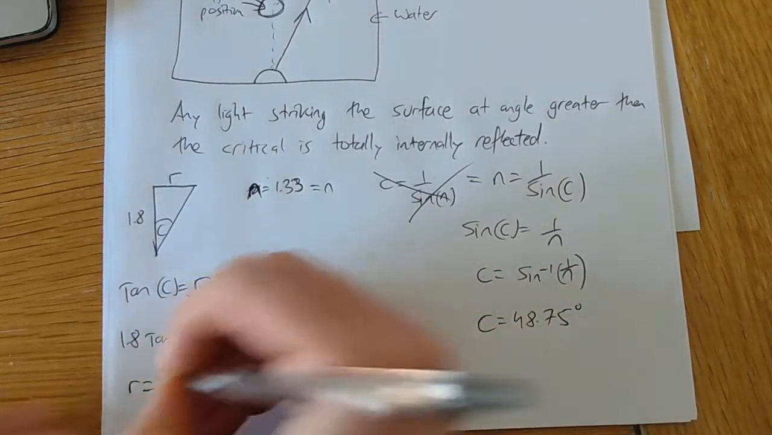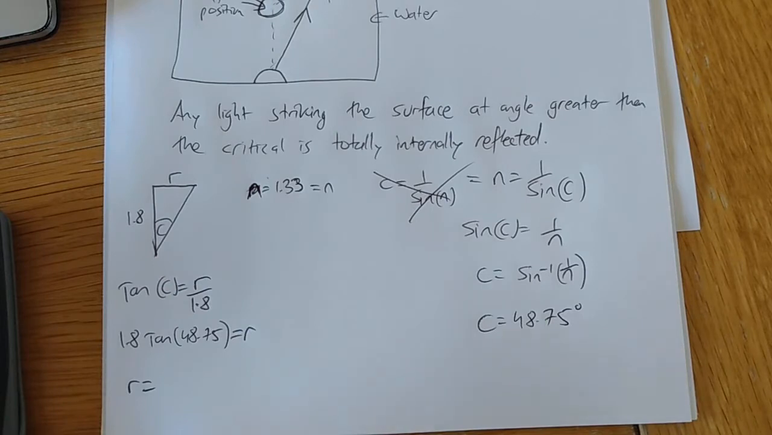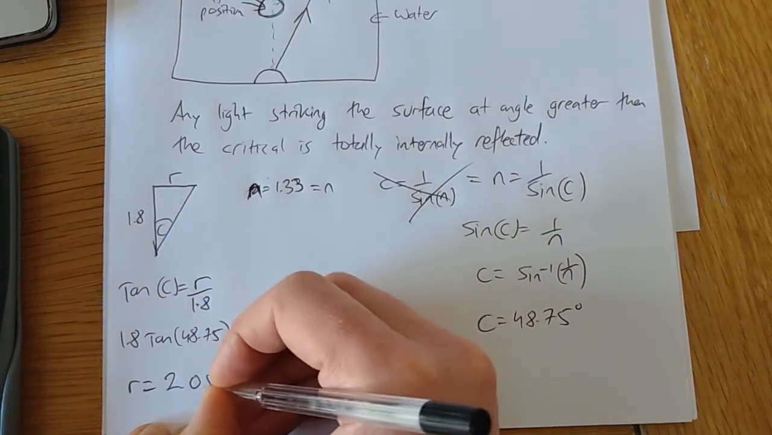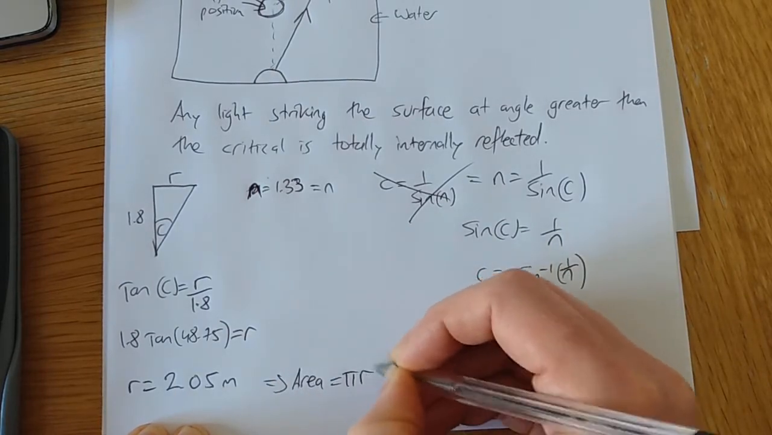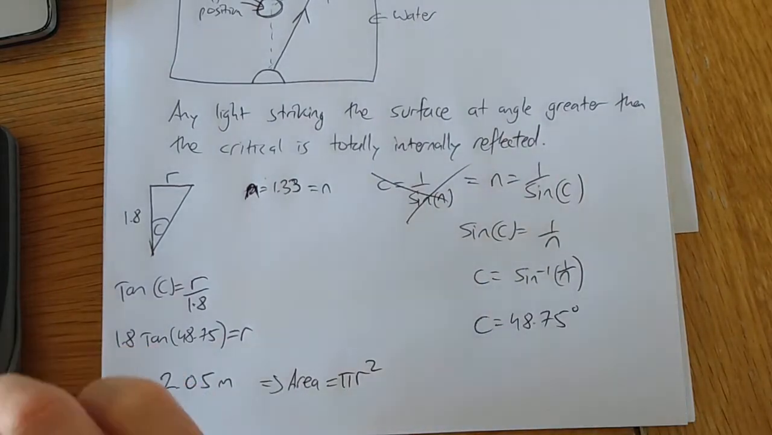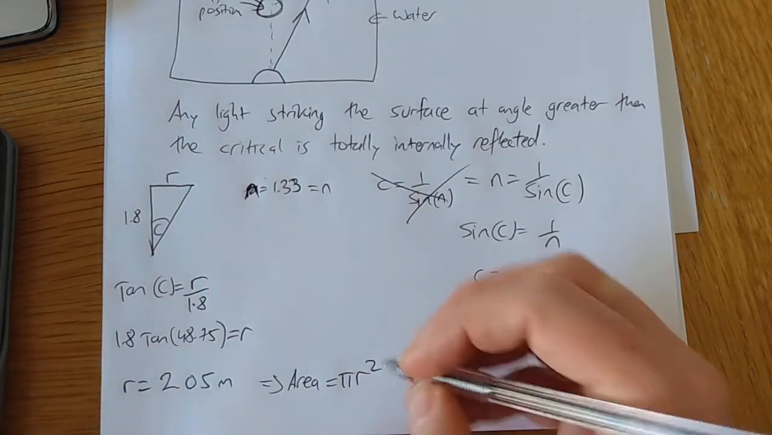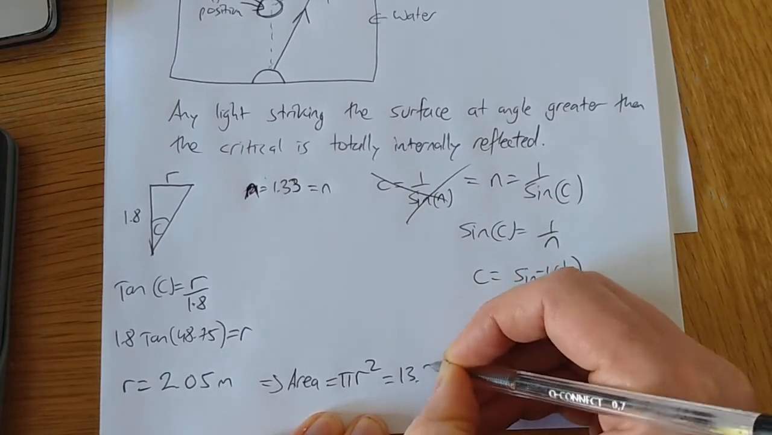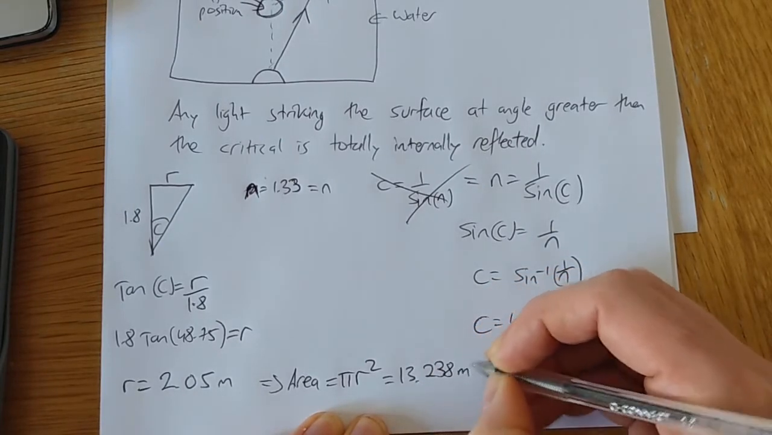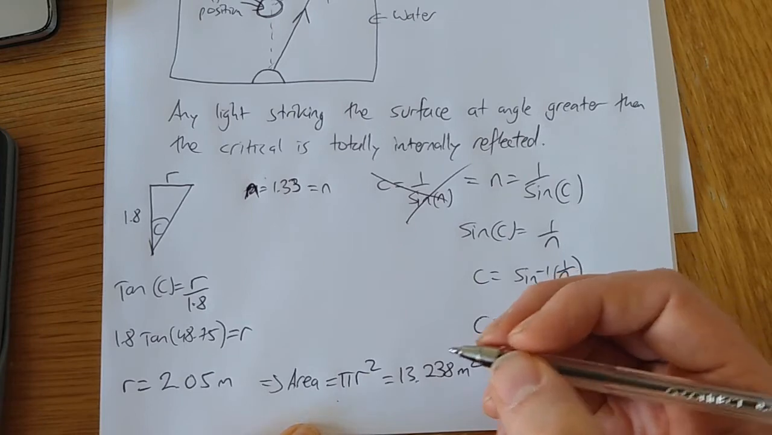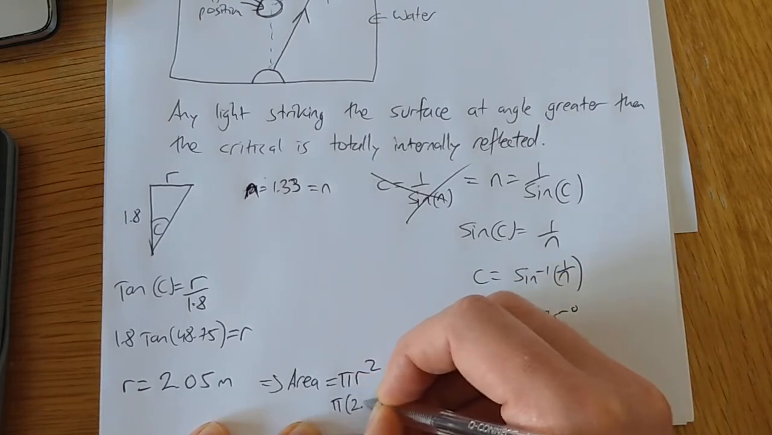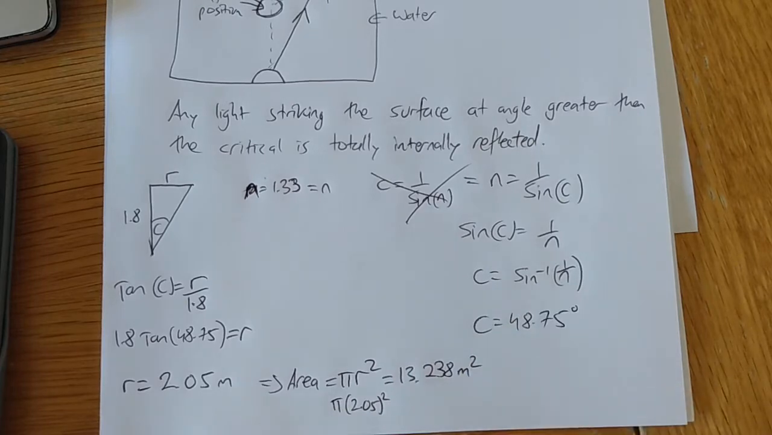Okay, so the radius is 1.8 times tan of that angle. So my radius is 2.05 meters, and then the area is going to be pi times that radius squared. So I'll square my answer and multiply it by pi, and I get an answer of 13.238 meters squared. So it's pi times 2.05 squared, just in case you're wondering where I'm getting that from.